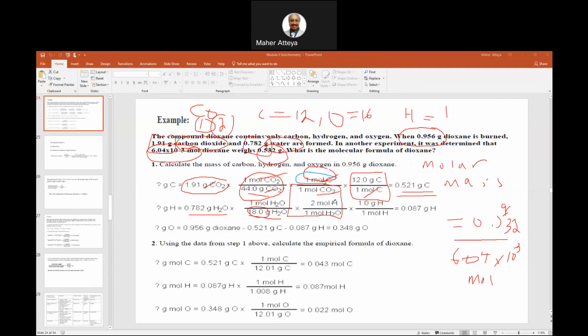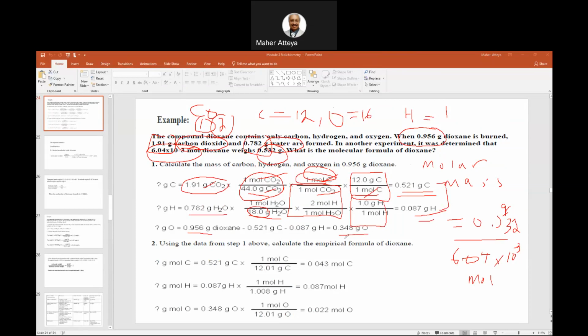So you have 2 moles of hydrogen to 1 mole of hydrogen. Then you use the atomic mass of hydrogen to get the grams. This is the grams of hydrogen. This step is crucial because we need to know the oxygen. So doing this, the oxygen will be just the difference between those two here. It will give you the amount of oxygen in grams.